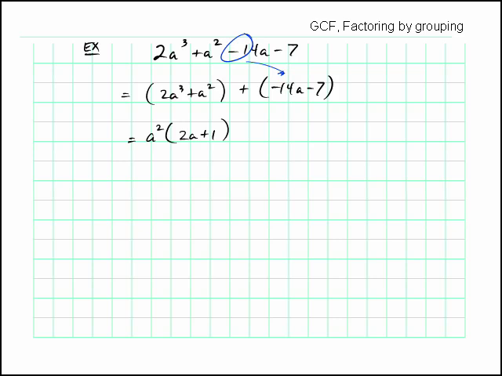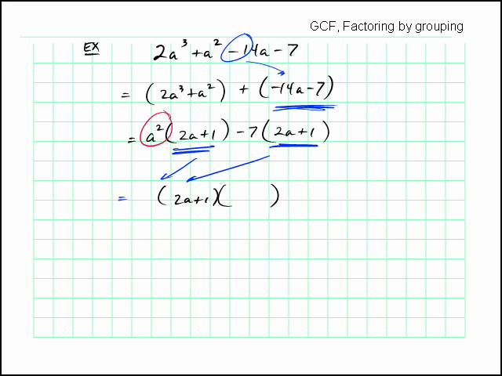Now, in order to get another 2a plus 1 over here on the right side, I'm going to have to factor out a negative 7. If I do that, I will get a positive 2a plus 1. And that's exactly what we want because these are now identical. So I factor the 2a plus 1 out to the front, and the leftovers go in the second set of parentheses. There they are, a squared minus 7, and it's factored.